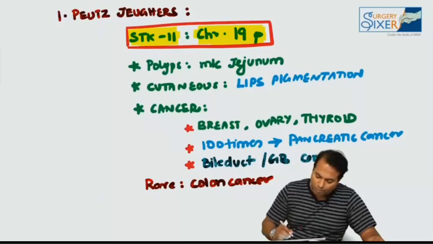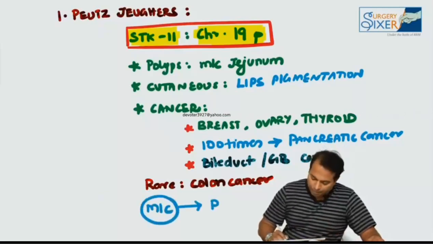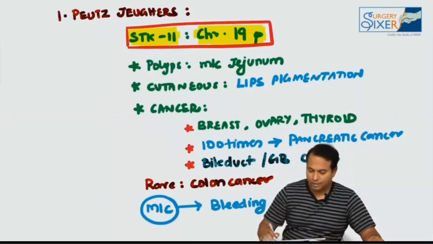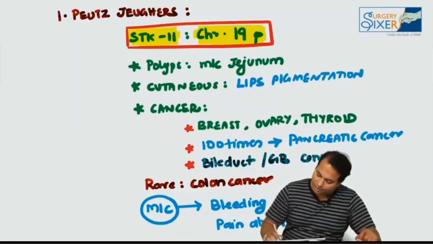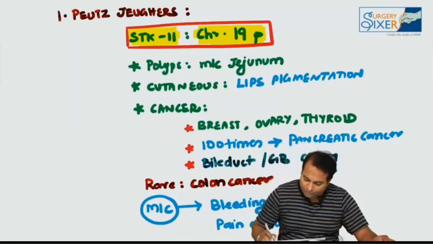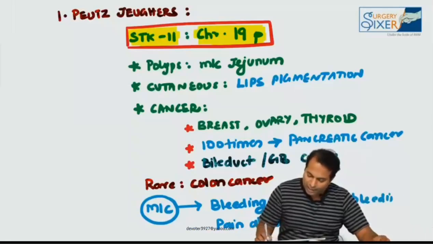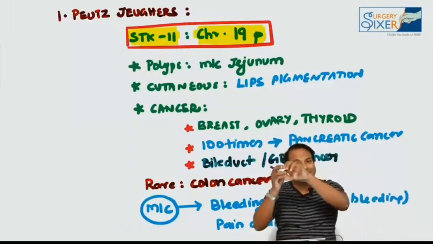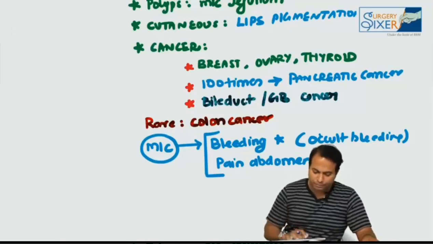What is the most common presentation to hospital in a Peutz-Jeghers syndrome patient? They come most commonly with bleeding from the polyps, or with pain abdomen due to intussusception caused by the jejunal polyps. The bleeding presents as occult bleeding in the stools, so one of the causes of occult bleeding is Peutz-Jeghers syndrome. So these are the two common presentations: bleeding or pain abdomen. So this is about Peutz-Jeghers syndrome.